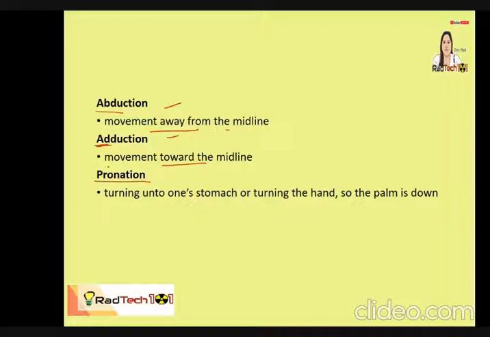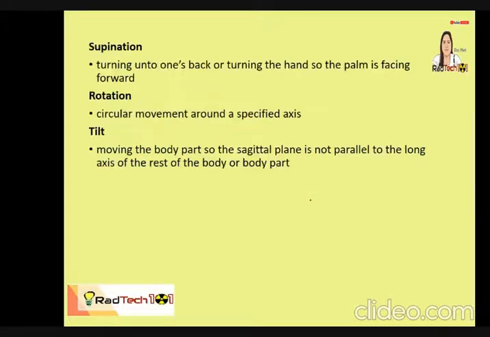Pronation, from the root word prone. So turning onto one's stomach or turning the hand so the palm is down. So going to prone position. So you are lying on your stomach, or if you're talking of the hand, so the palm is downwards. The opposite of that is supination. So you are lying on your back, or your hand is positioned where your palm is facing forward.